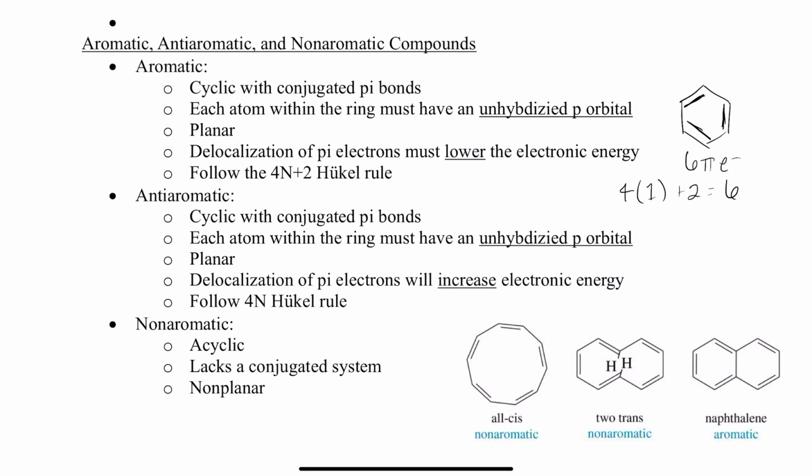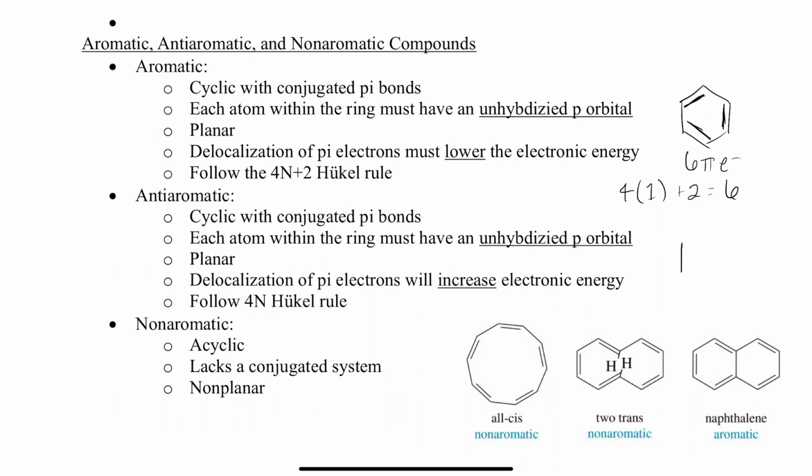Anti-aromatic compounds, for the most part, are going to follow a lot of the same characteristics as aromatic compounds. They're still going to be cyclic structures and they'll have conjugated pi bonds. Each atom within the ring will also have unhybridized p orbitals that are going to overlap with each other. They're also going to be planar. However, the delocalization of our pi electrons, instead of lowering the electronic energy, is going to increase the electronic energy. Also, instead of following 4n plus 2, it's going to follow the 4n rule.